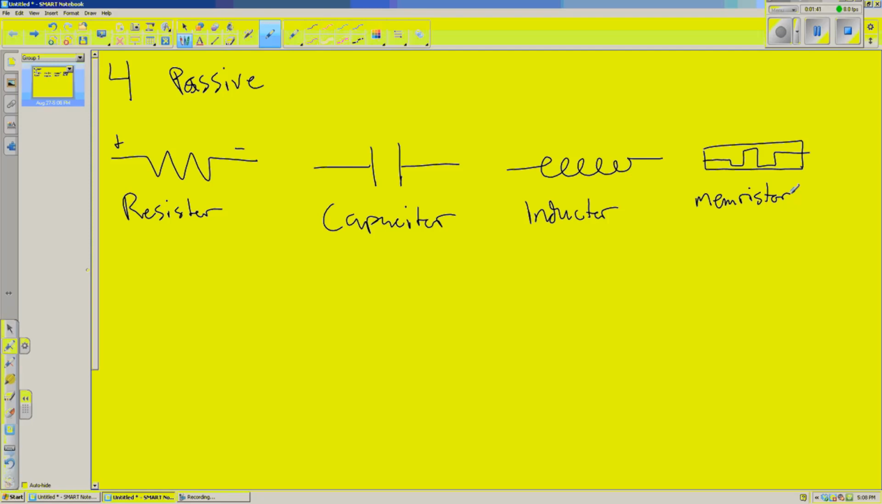The most important ones here then are going to be the first 3. These are the ones we'll use throughout your studies here at NDSU. We might get to capacitors and inductors later in the semester. For now, really, we just need to focus on the resistor.